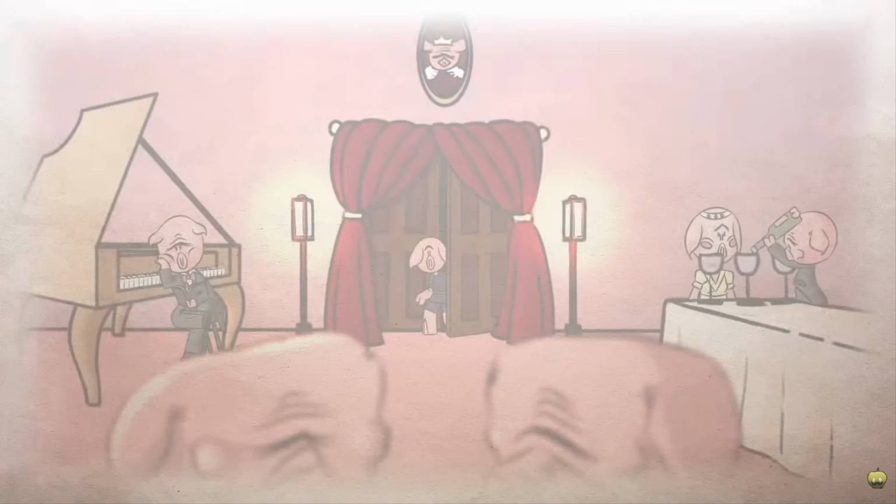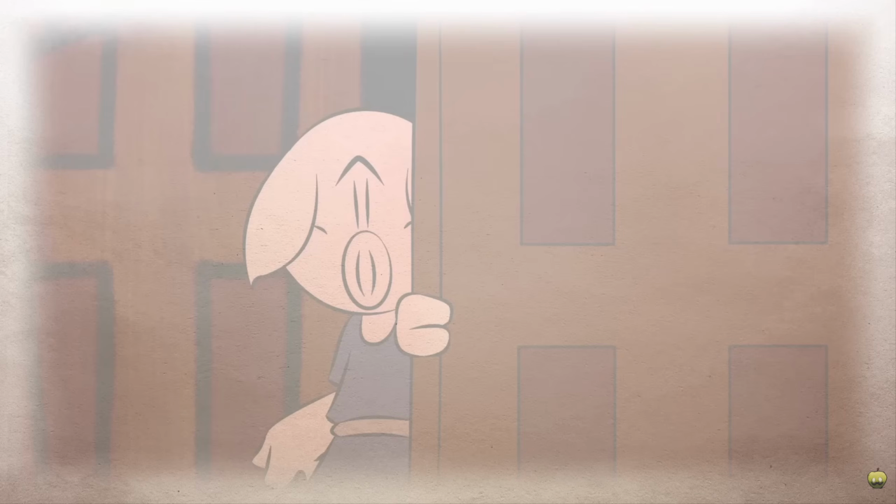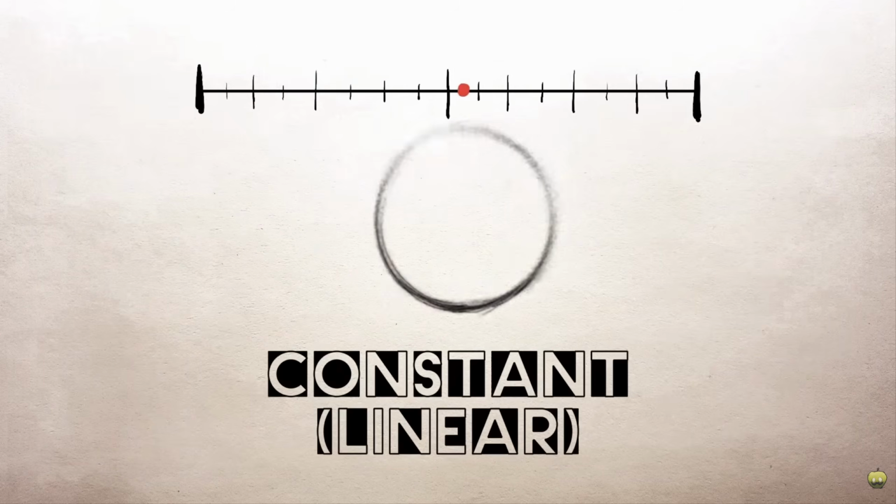What's up guys, it's Sebastian here from the Noble Frugal Studio. There are 4 fundamental types of movement or spacings that you can use to animate any motion you can think of. The first one is constant motion, which means an object moves at a consistent speed.